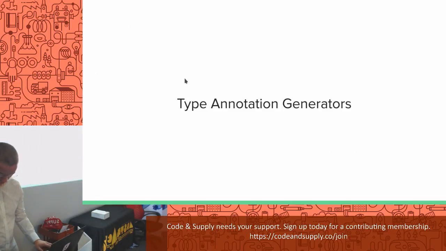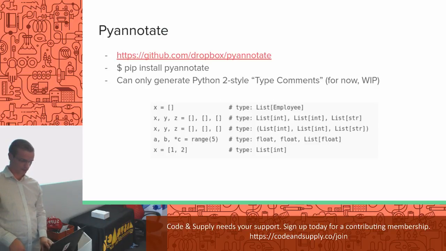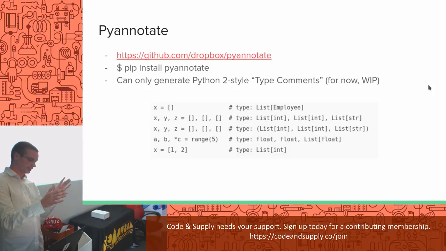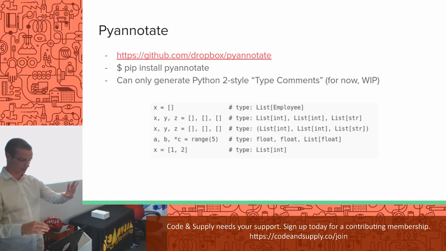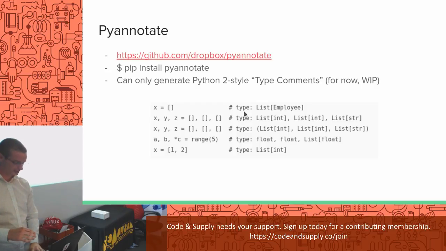Now, we're going to talk about type annotation generators. The first one we're going to talk about for just a minute is PyAnnotate. Here we have a couple examples of something you can do in Python 2. So this is one way to do static type comments, not static type hinting. This was all the way back in Python 2. You can say that things are certain types in a comment at the end of a line. That's cool, but it's a comment, so it's not really code.